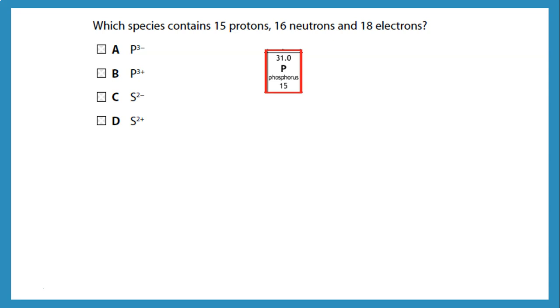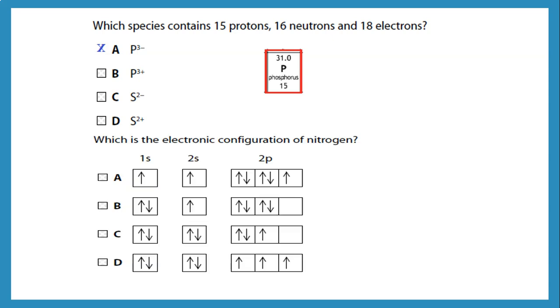But then he says it has 18 electrons. Now, phosphorus is supposed to have 15 protons and 15 electrons. When we say that it now has 18 electrons, that means it gained 3 extra electrons, and that means now it has 3 negative charges.